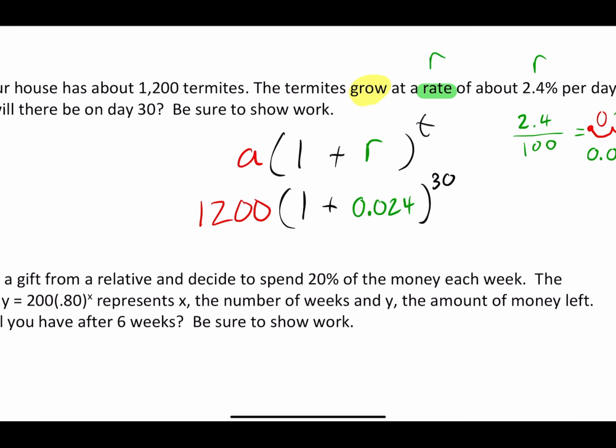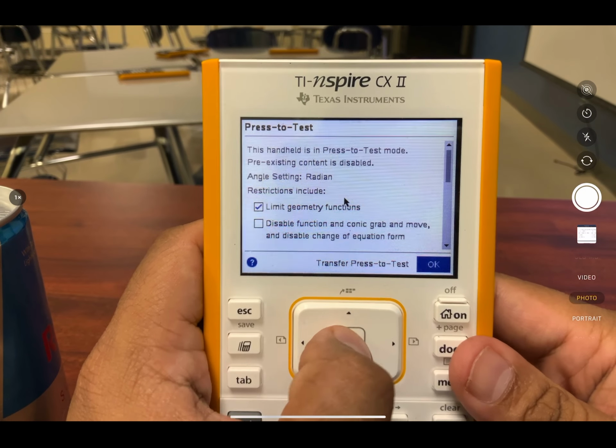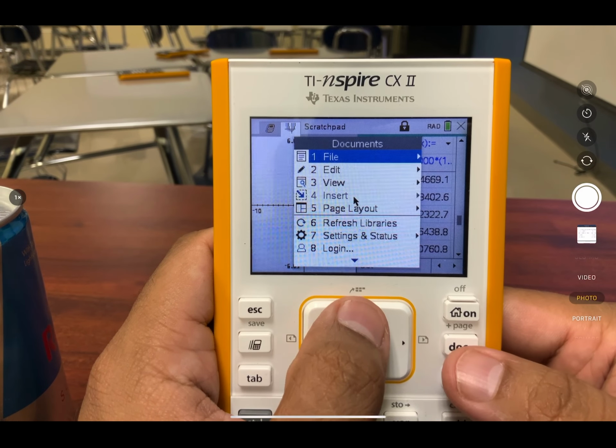Plug that in your calculator and you have an equation. But just remember, this is the growth rate. If you want to see what the growth factor is, the fact that we're growing is because 1 plus 0.024 is 1.024, a number that is greater than 1, so growth. Plug this in our calculator. Let's take a look. Let's go to a calculator page and start from scratch.